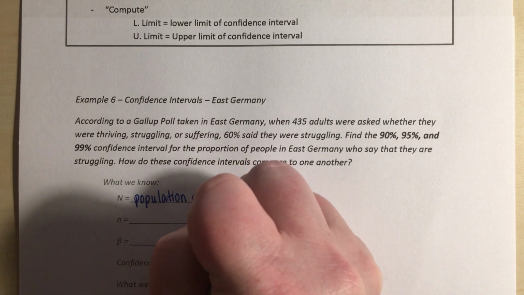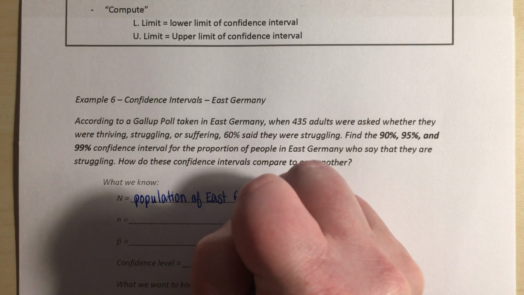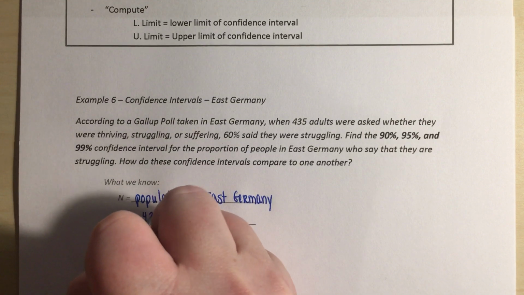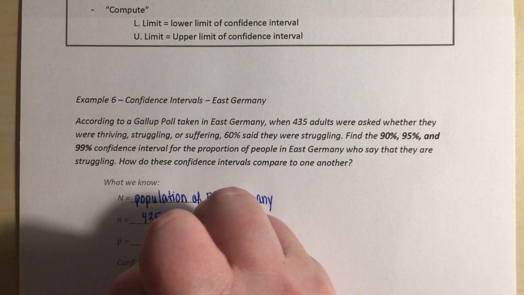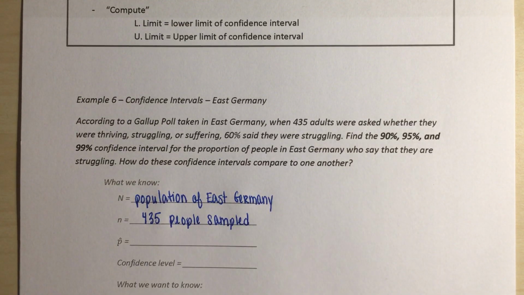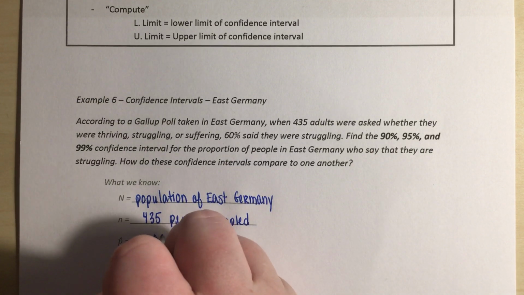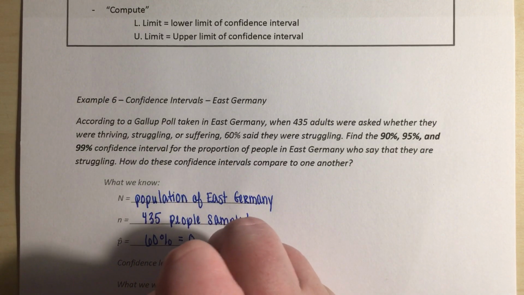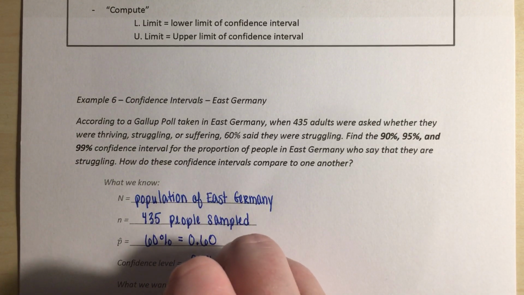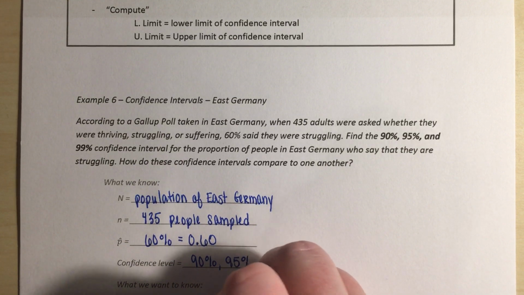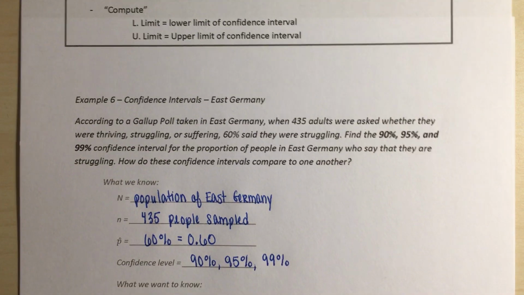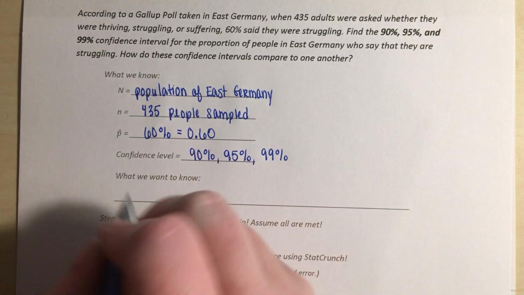All right, so our population is the population of East Germany. Our lowercase n is our sample size, so there were 435 people sampled. Our p hat is 60% or 0.60. Our confidence levels, we're going to be looking for a 90%, 95%, and 99%. And what we want to know are actually those confidence intervals.